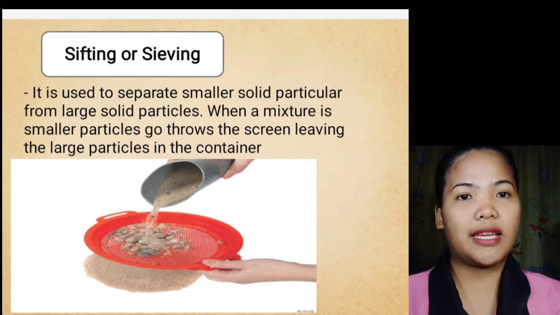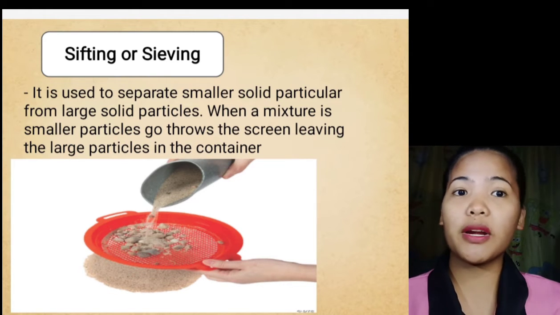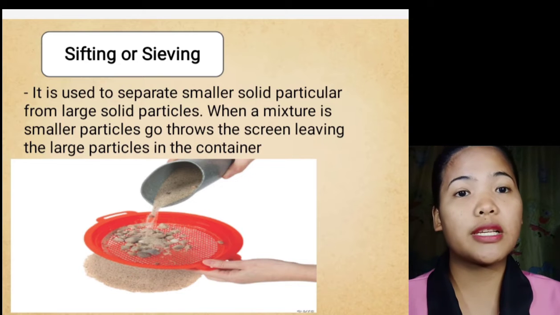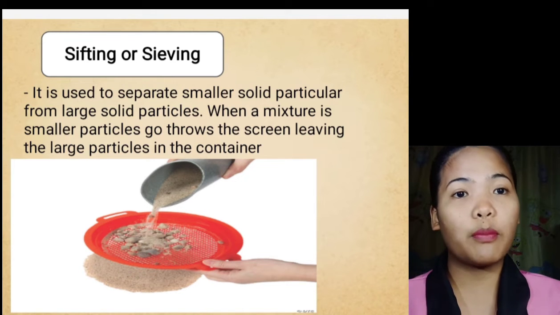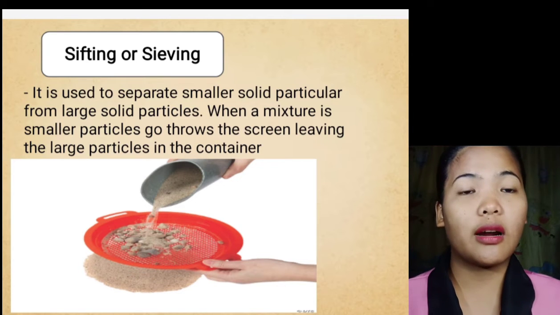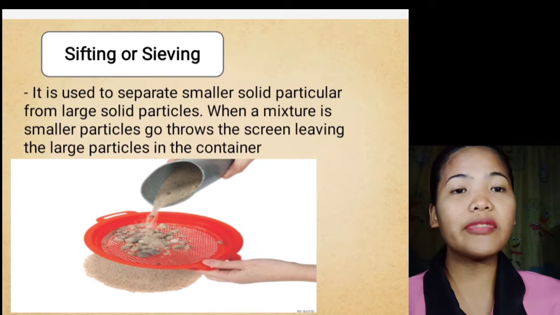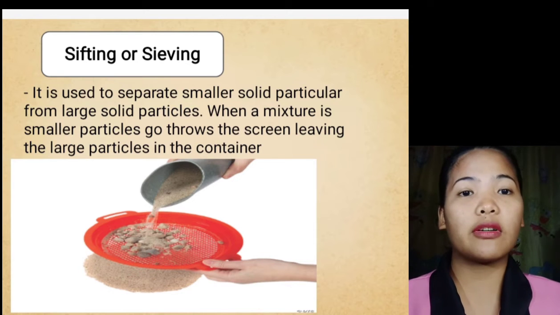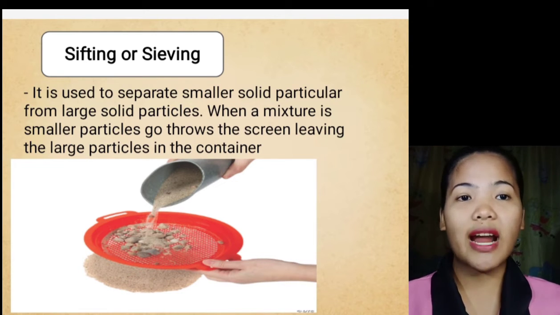Sifting or sieving. It is used to separate smaller solid particles from larger solid particles. When the mixture is sifted, small particles go through the screen, leaving the large particles in the container. Examples include rocks, gravel, and sand. Sifting involves using a sieve to separate solids that have varying sizes.